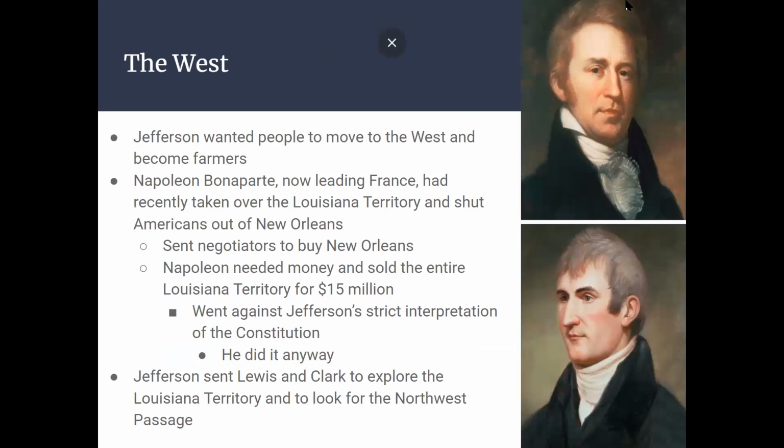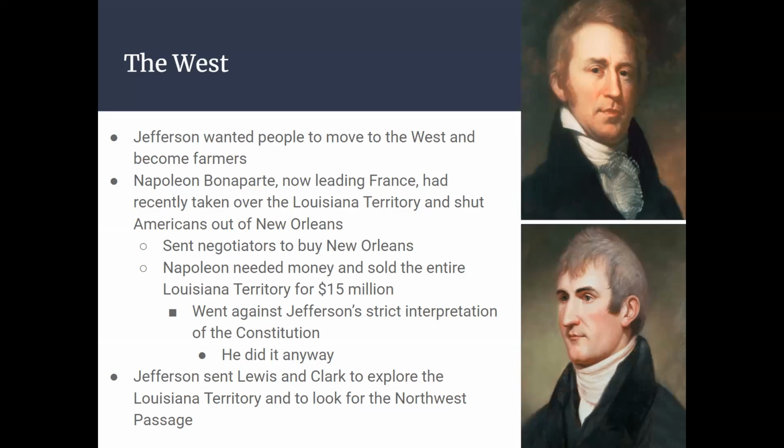Now, remember, President Jefferson wants Americans to become yeoman farmers. And one way that he wants this to happen is for people to move to the West. If they move further west, there's more land available there. And doubly, that helps him politically because more people moving to the West means more likely those states would be filled with Democratic Republicans, which would give his side more power.